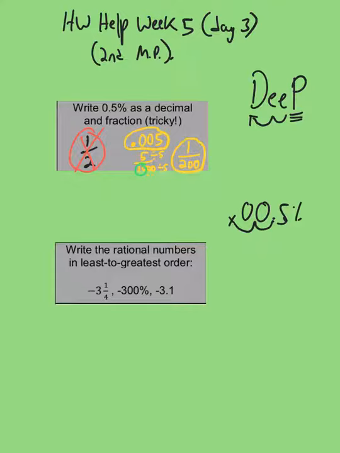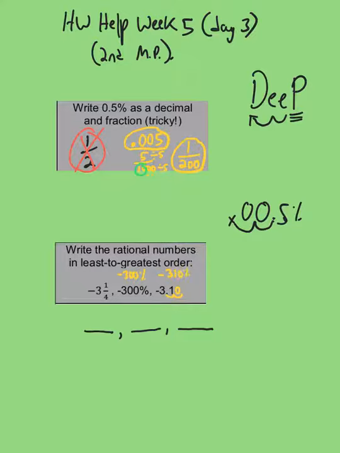All right, now let's go down to the problem below. Write the rational numbers in least to greatest order. Now notice they're all negative, so before I even start, I'm going to draw 3 blanks to help me out because I know I'll at least put them in those spots. Now the next thing I'm going to do is change them all to percents. Luckily, negative 300% is already a percent. Negative 3.1, I'm just going to move the decimal point and add my 0, making it negative 310%.